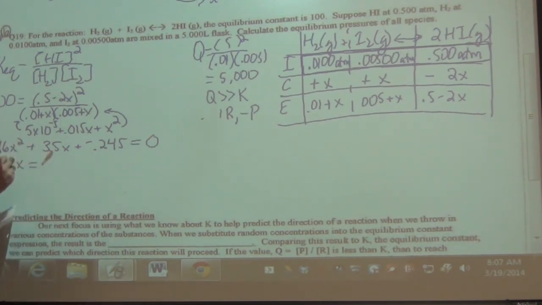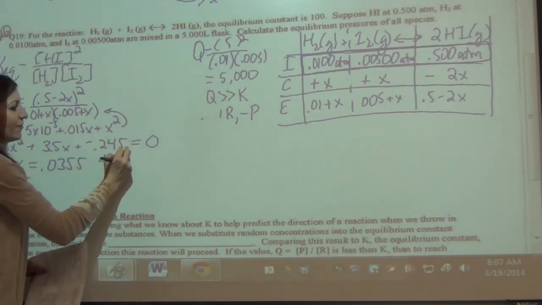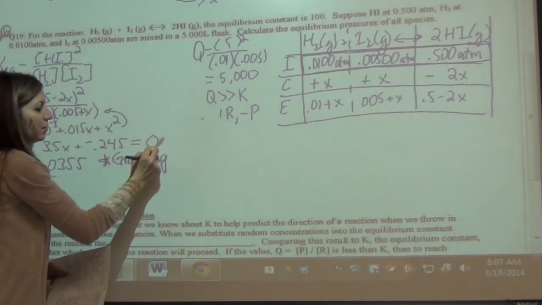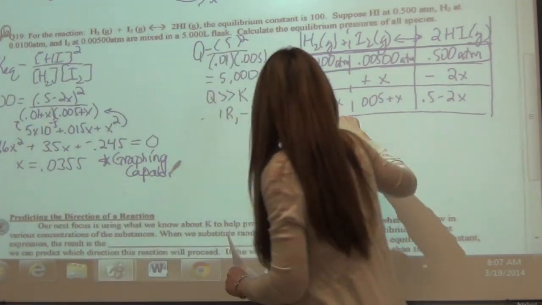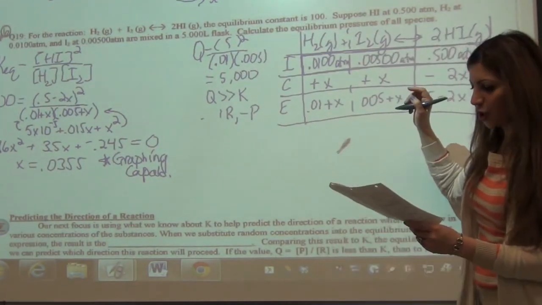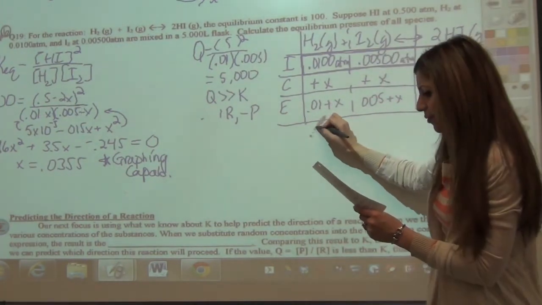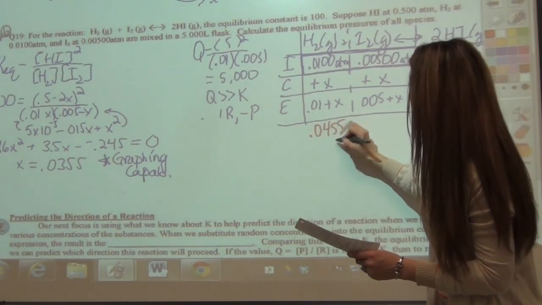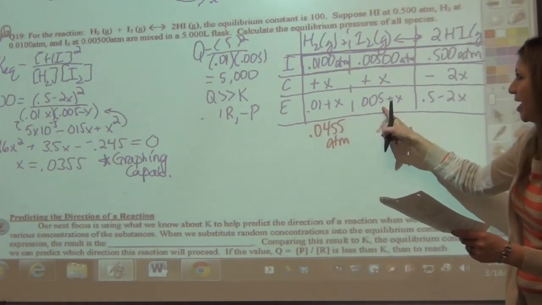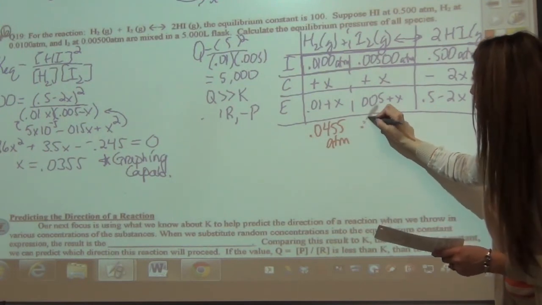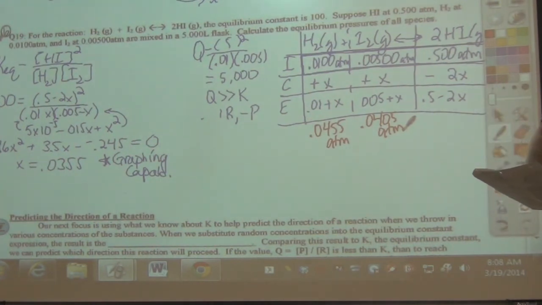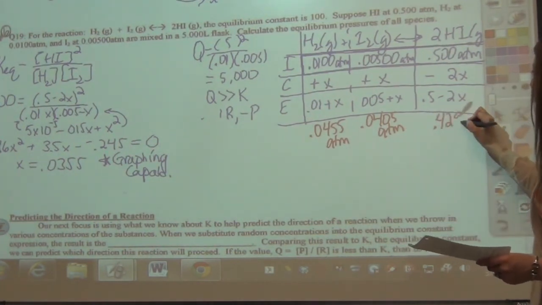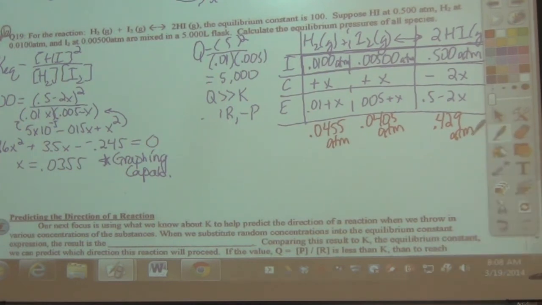X ends up equaling 0.0355, using your graphing capabilities. Okay, so now we're going to plug this in over here. So when we do 0.01 plus x, here I get 0.0455 atm. These are different now, so this one I get 0.0405. And for the last one, when you subtract it, you should get 0.429 atmospheres.